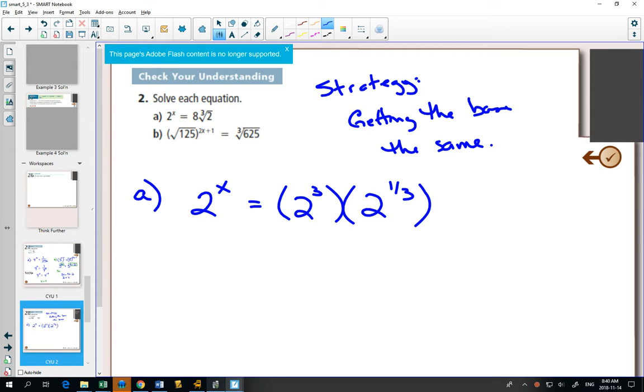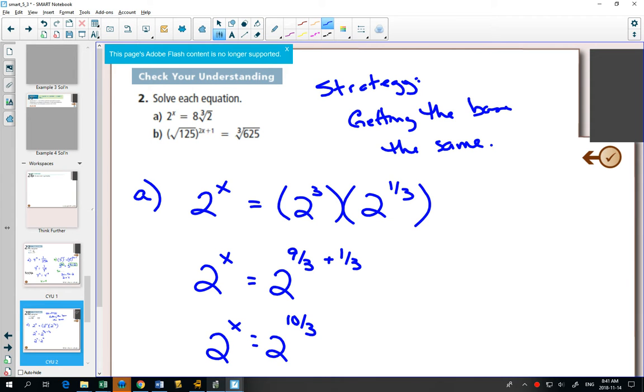And now we have to go back to all of our power laws from grade 9. What do you do when you have the same bases and you're multiplying? Add the exponents. And when adding the exponents, are you okay if I change the 3 right away to 9 over 3? Why am I doing that? Because I'm adding fractions. I need a common denominator. And so I get 2 to the x equals 2 to the 10 over 3. So we're done step 1. We got the bases the same.